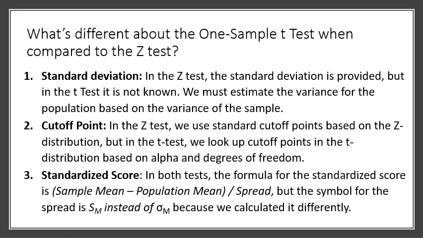And thirdly, the standardized score, you already saw that it's the same, which it is. In both cases, z-score and t, it's sample mean minus population mean divided by spread. But the symbol for spread is going to be this thing called SM instead of sigma M, because we calculate it differently.